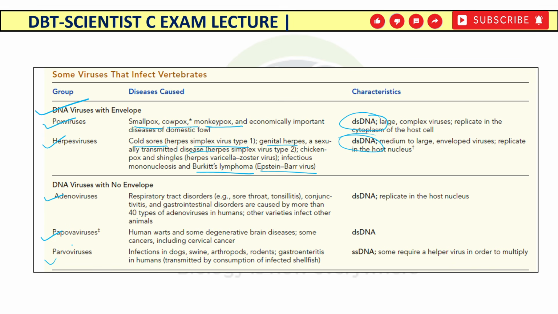So see, parvoviruses have single stranded DNA, unlike the adenoviruses and papovaviruses. Both of these have double stranded DNA. Here you can see. So adenoviruses cause respiratory tract disorders, right? Sore throat, tonsillitis, conjunctivitis, gastrointestinal disorders, and papovavirus is responsible for human warts and several degenerative brain diseases. So you have to remember whether it is single stranded or double stranded, one question will be from here, right?